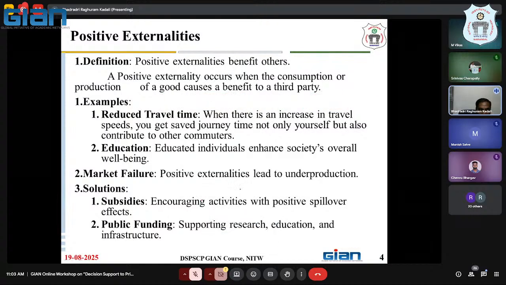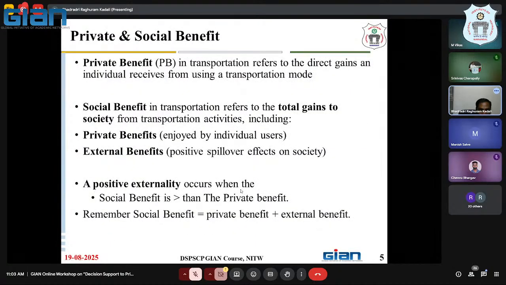Any questions till this point? So I hope you got some idea what is meant by externality, what is meant by negative externalities, and what is meant by positive externalities.